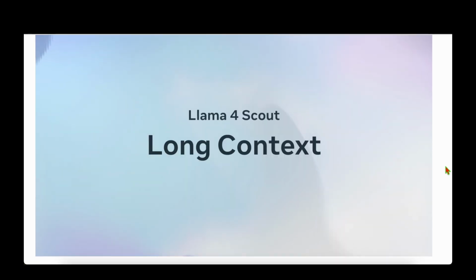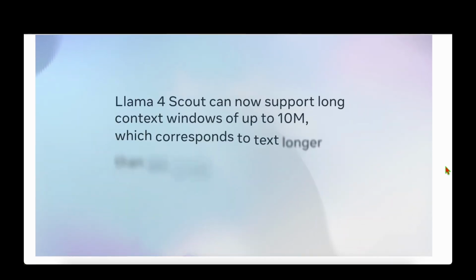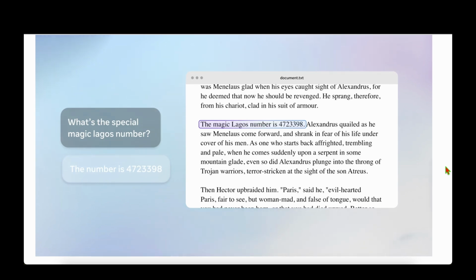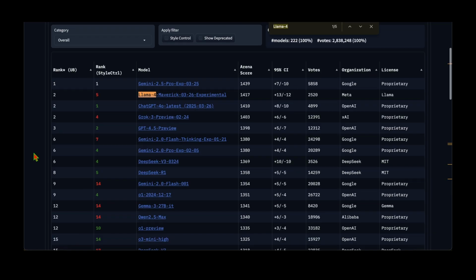They've also shown this interesting video when it comes to long context. We give so much and ask for the magic Lagos number, and it's just able to retrieve that. Let's quickly look at LM Arena before we actually do some hands-on. So in the overall category, we can see that Llama 4 is now in second place.